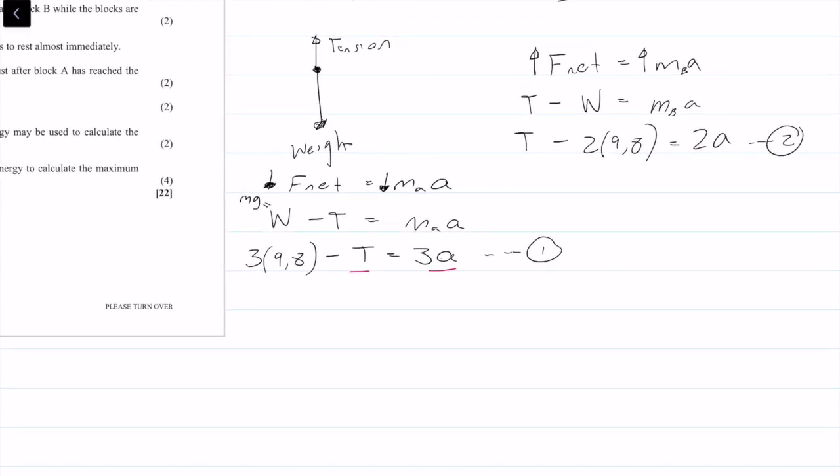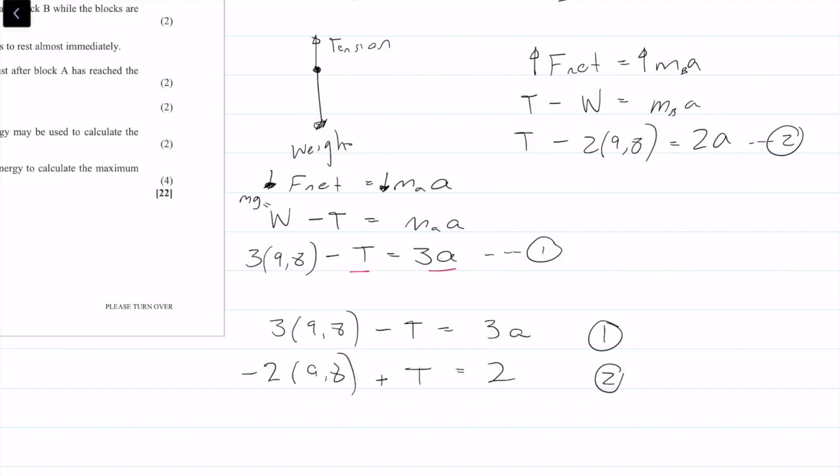Then what I'm going to do is write equation 1 as it is. Okay, so that's equation 1. Then equation 2, I'm just going to change the order of it a little bit. It's just going to be minus, plus the tension is equal to 2 times acceleration. That's the same equation. And then I'm going to try get rid of the T's. So I'm going to go equation 1 plus equation 2, which will give me equation 3.